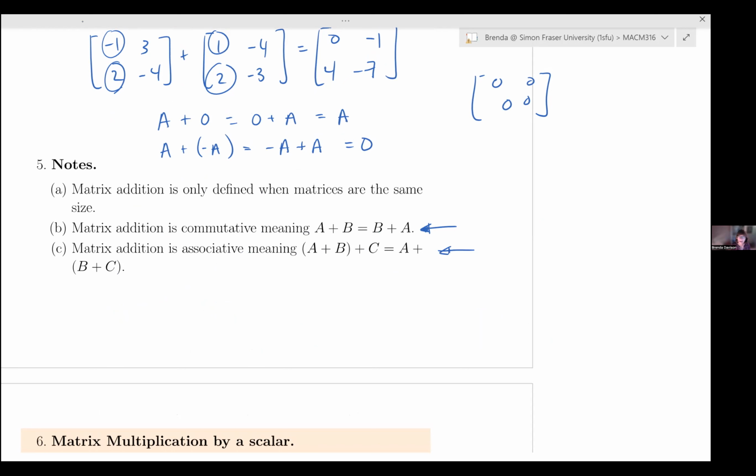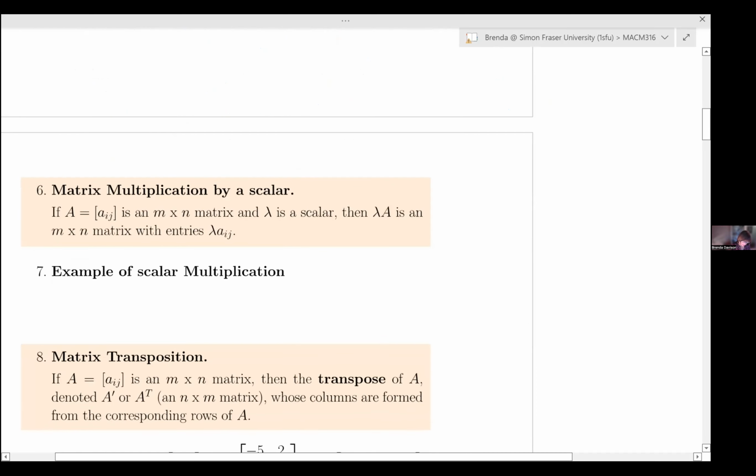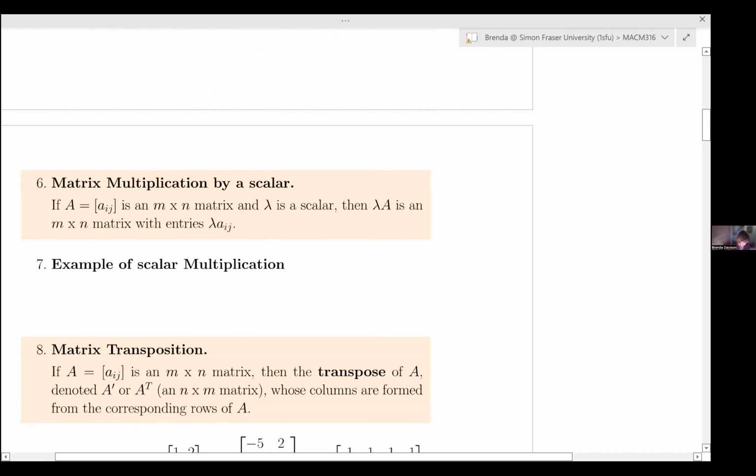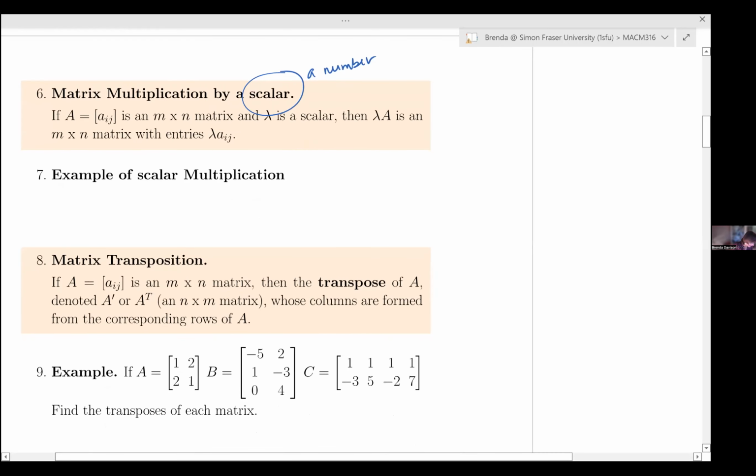The next item up on the food chain is multiplying by a scalar. So a scalar is simply a number. Okay, so if you multiply a matrix by a scalar, then you multiply each element in the matrix by the scalar. So let's just take an example of that.